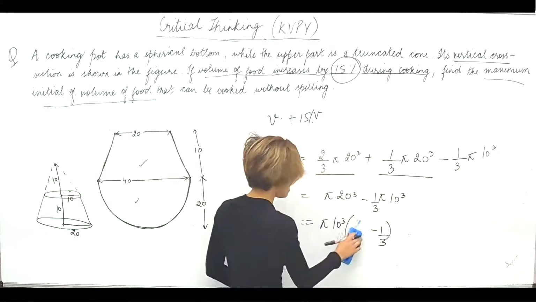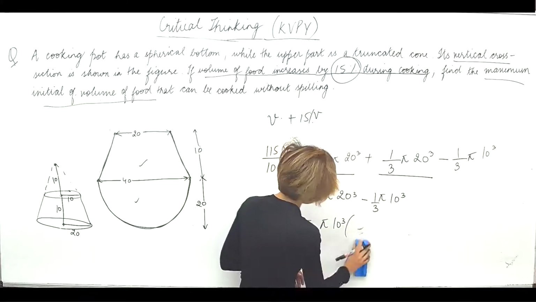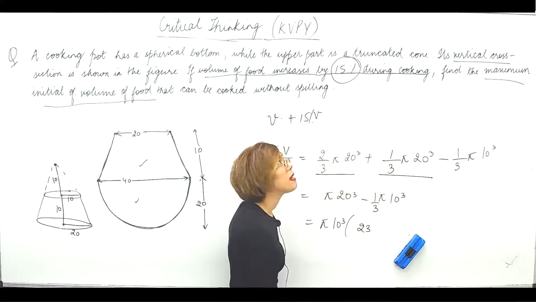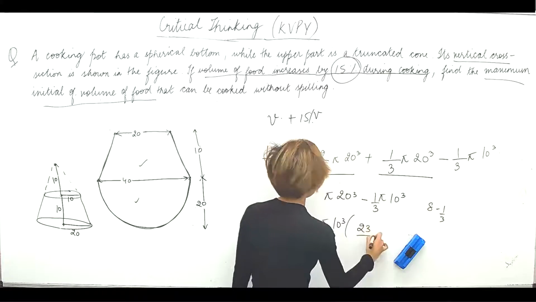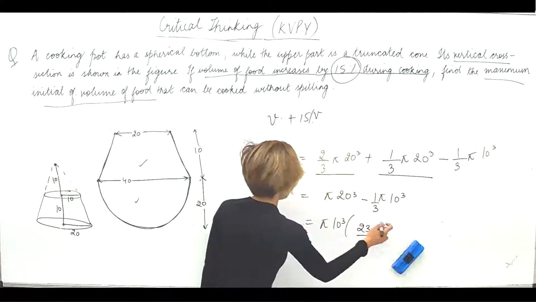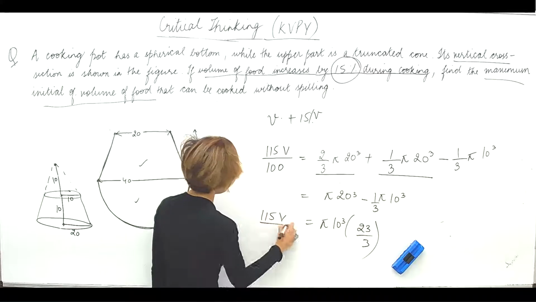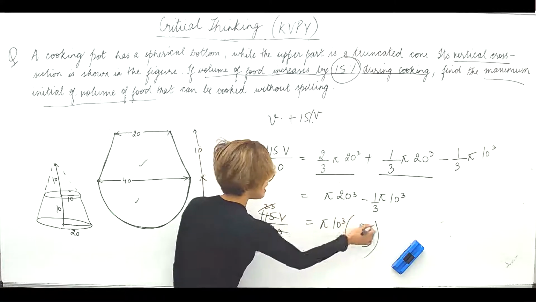So, this is 8, right? So, this becomes 23 by 3. 8 minus 1 by 3. So, 23 by 3. Yeah, I'm right. Right? Okay. So, this is the right hand side. So, left hand side is 115V by 100. So, it's my cut, right, 20. This is 23. Oh, he cancels.